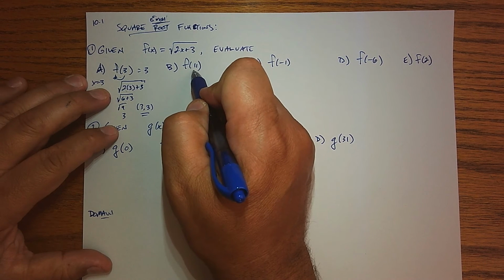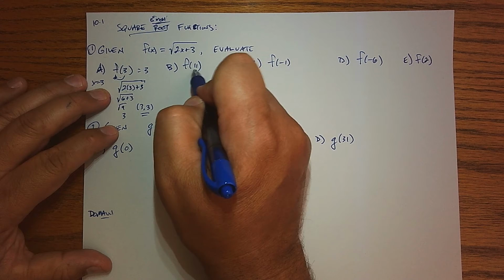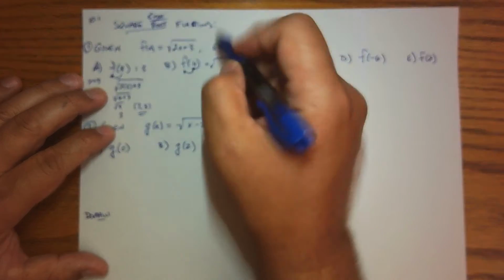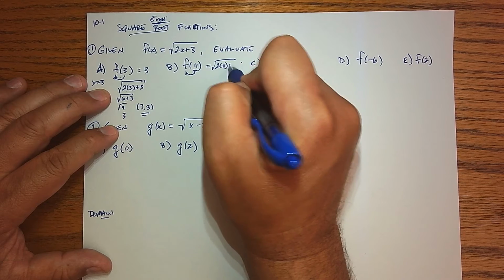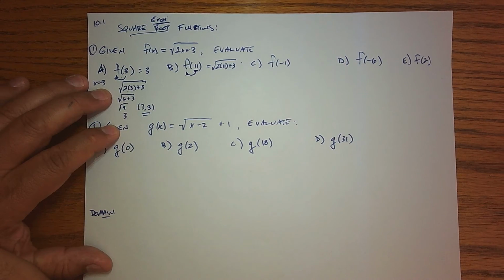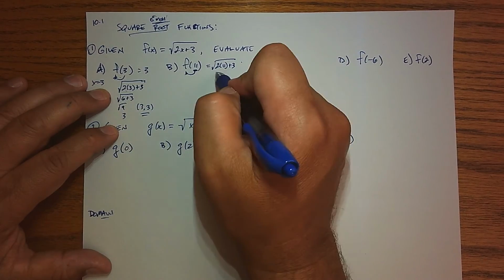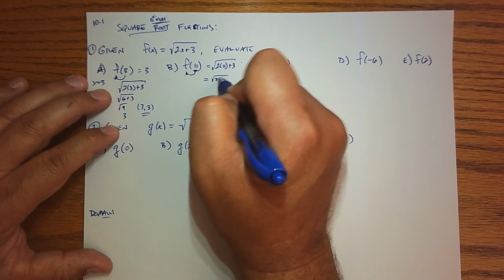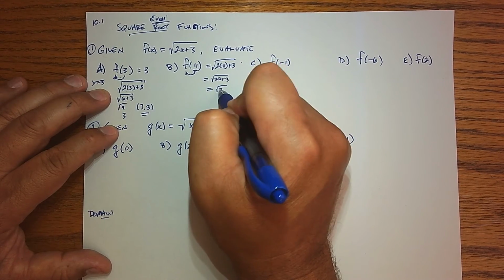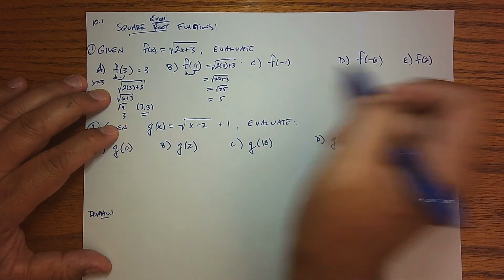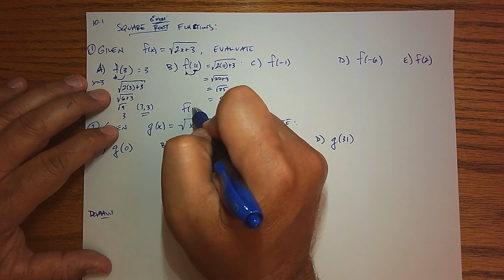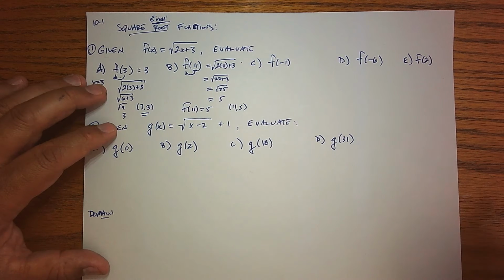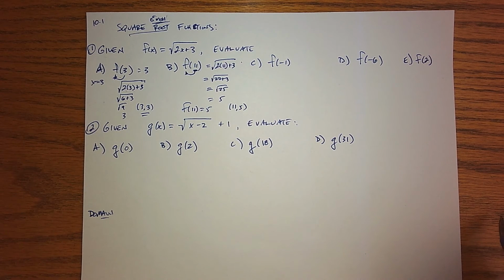How do I find f of 11? Well, the same way. This time we're asked to put 11 into the function f. So I'm going to go to my function, and I'm going to replace that x with 11. Again, this is an order of operations. 2 times 11 is 22, plus 3. We get the square root of 25, so that's 5. So f of 11 is equal to 5. Graphically, that means (11, 5) would be on the graph if we were graphing.